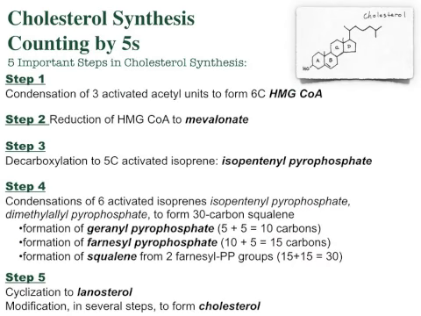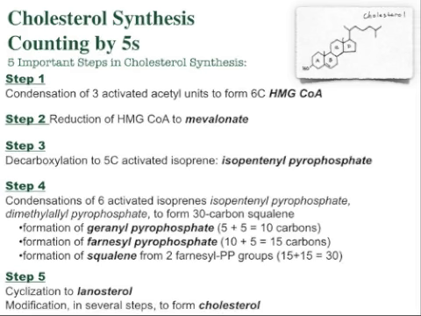Here we see a brief overview of the steps involved in cholesterol synthesis. There are 5 important steps. Step 1 is a condensation of 3 activated acetyl units to form the 6-carbon molecule HMG-CoA. Step number 2 is the reduction of HMG-CoA to form mevalonate. Step number 3 is decarboxylation to the 5-carbon activated isoprenyl unit, isopentenyl pyrophosphate.